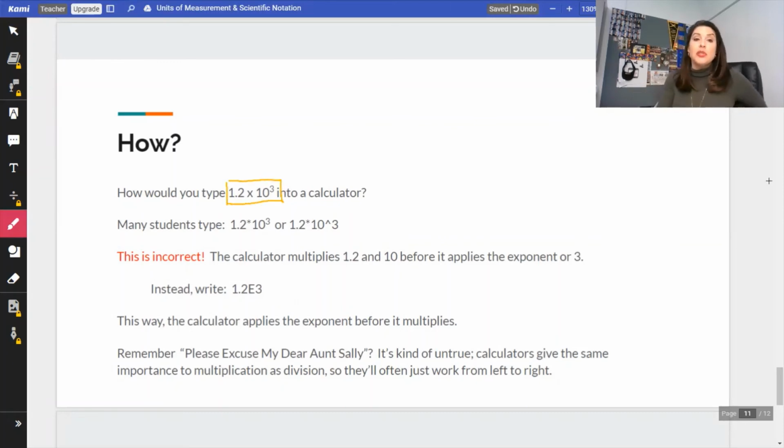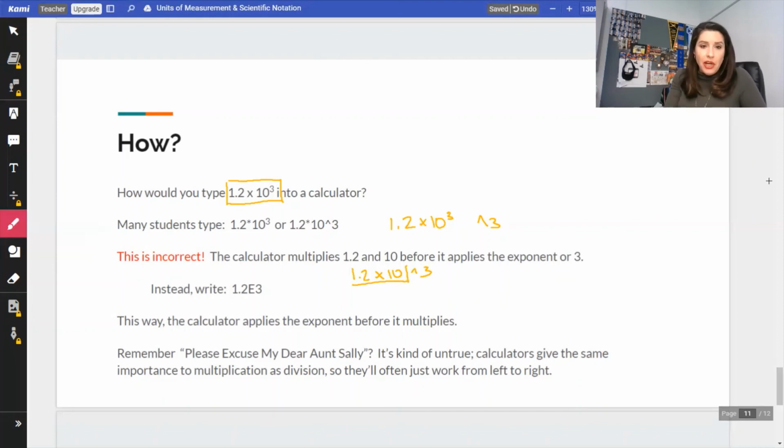Now, many students would simply write out 1.2 times 10, and then maybe they use the little caret 3. Now, this is usually incorrect. Almost 9 times out of 10, the calculator will not process this scientific notation correctly, because it will take the 1.2 and go times 10. It'll do that first and then stop. Then it will take everything all together and raise it to the third. That's not what we're trying to get it to do.